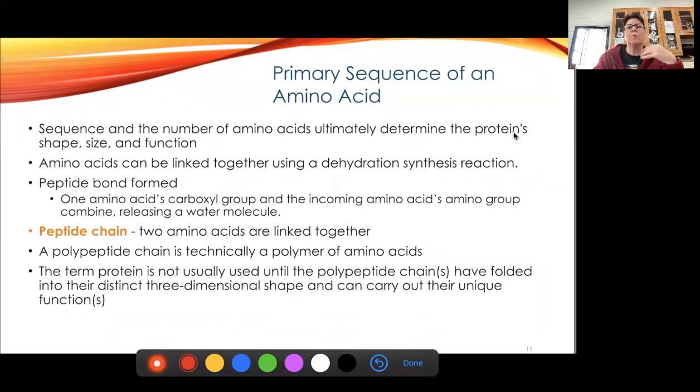So our amino acids will be linked together using that dehydration reaction. We're going to form a covalent bond between them, and we give it a proper name. That bond between our amino acids is called a peptide bond. When we have a peptide chain, we get two or more amino acids linked together. And eventually we have what's called a polypeptide, which is many amino acids strung together. We tend to call proteins polypeptides as well.